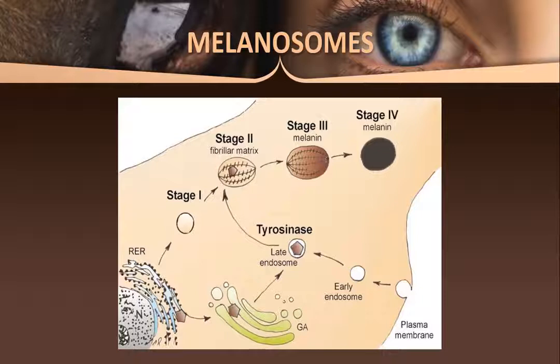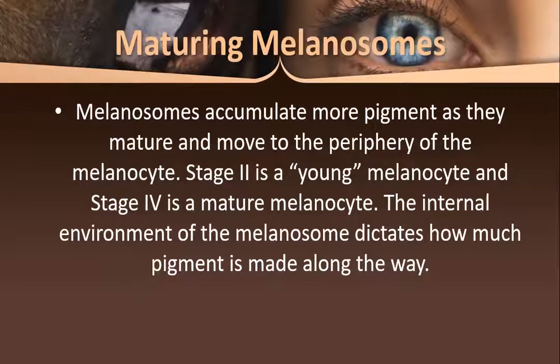In melanosomes, melanin gets accumulated, and in mature melanosomes, more melanin and the dark, fully dark melanin can be observed. Okay, so this is actually a maturation process of melanosomes. I will discuss the tyrosinase function in my later slides.